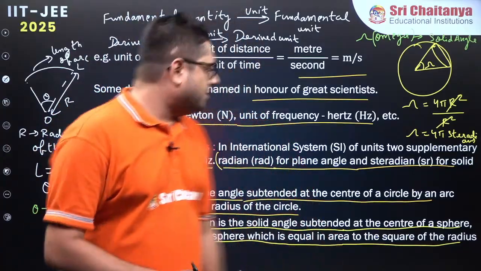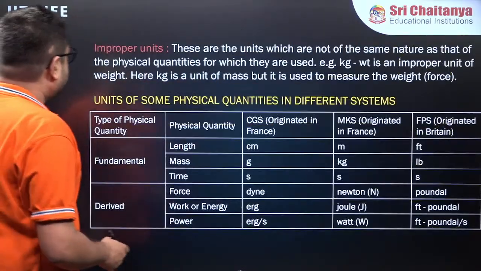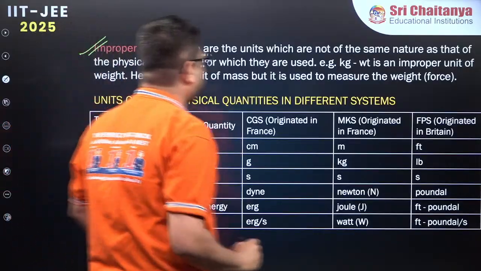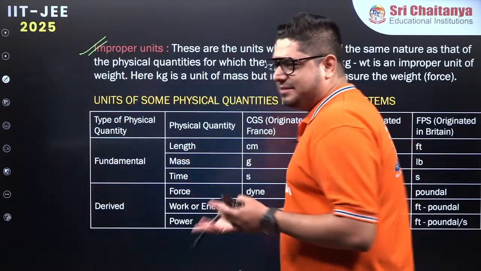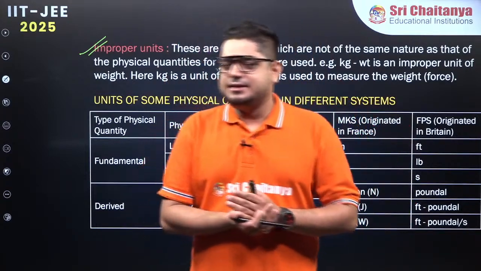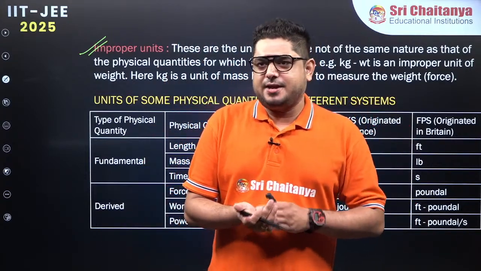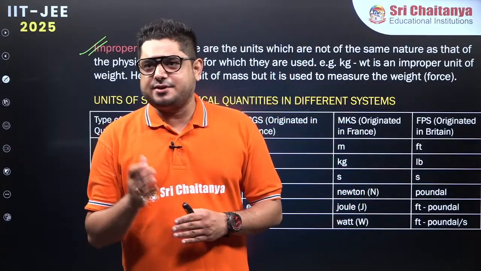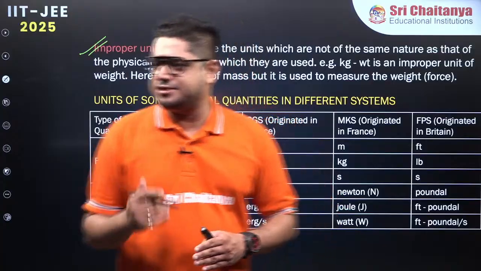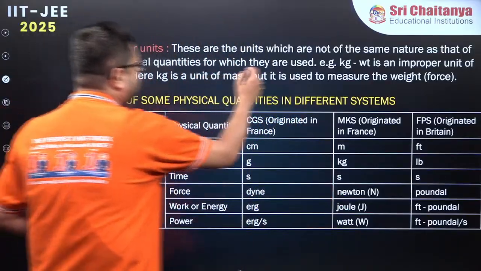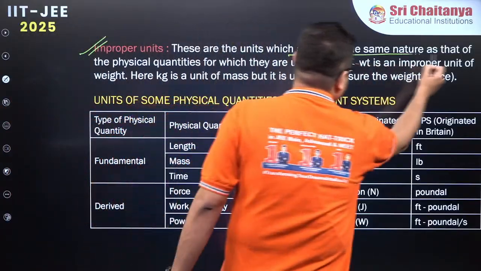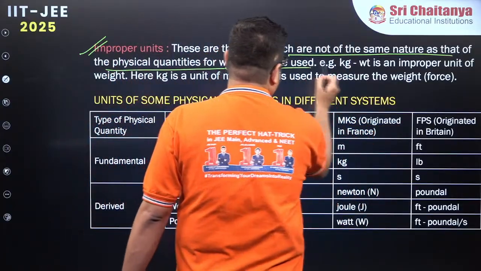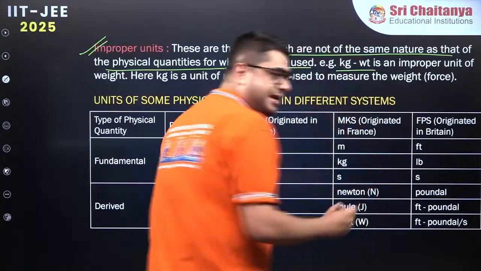Okay, so now comes the next type of unit, improper units. That's the last type of units, everyone. So what are these? You can see these are some improper units. We use them, but actually we use them rarely. We are not going to be using them on a regular basis. So what is it all about? These are the units which are not of the same nature as that of the physical quantities for which they are used. Example, kg weight.